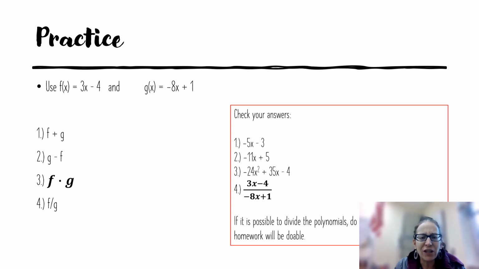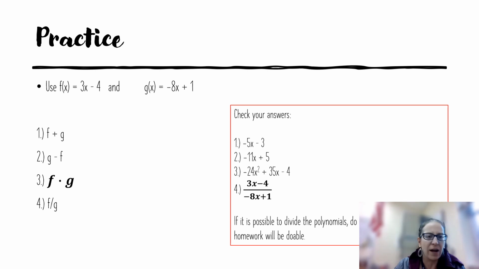The multiplication, this requires some scratch work. So I'll buy that maybe you could do the first 2 in your head, but not this one. So you would have like 3x times negative 8x, which is negative 24x squared. And then you've got the middle piece. So you'll have 3x times 1 is 3x, and then negative 4 times negative 8x, which is positive 32x, and then you'd add those together.